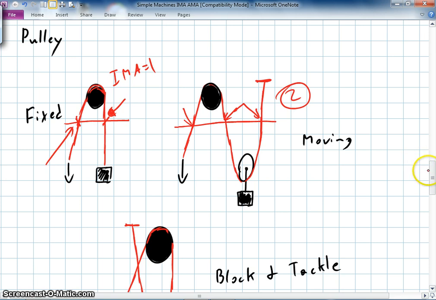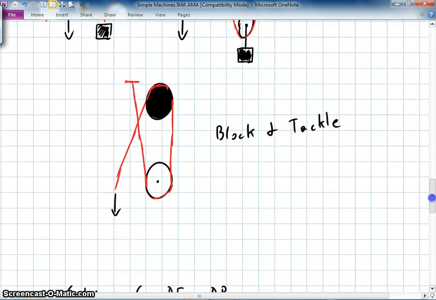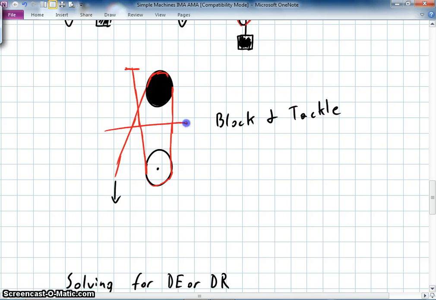This is a moving pulley. Now a fixed pulley is always an IMA of 1. A moving pulley, depending on how many pulleys there are in the system, can be more than 2 or just 2 sometimes. Block and tackle, same thing here. Line through. The first one is not a support strand. This one here and that one there, however, are. The IMA of this design is also 2.